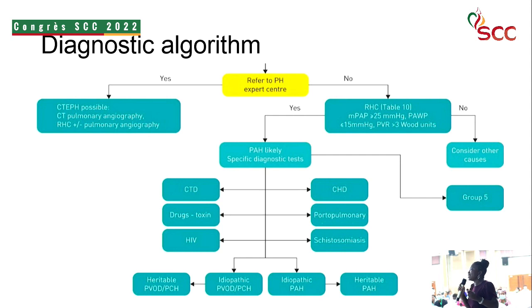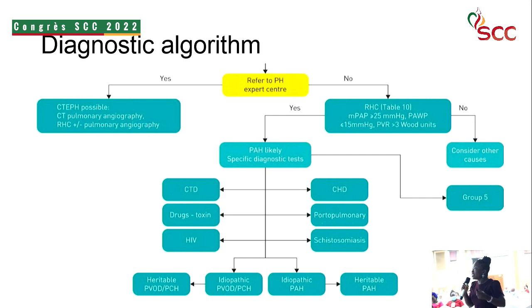And when is this likely? When during right heart catheterization you have a mean pulmonary arterial pressure, as you can see here, of 25, as I told you earlier. If you have a mean pressure of more than 20 or 25, be it European or American, and then a wedge pressure of less than 15 and a pulmonary vascular resistance of more than 3 Wood units.